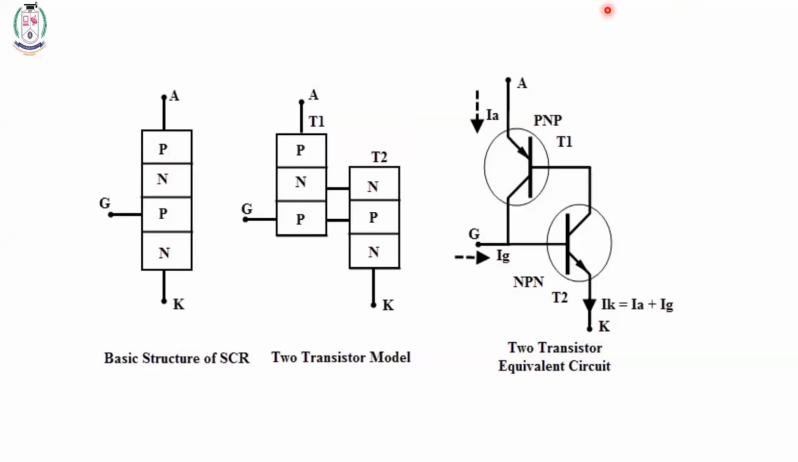Okay, ma'am. So students, this is the basic structure I have explained to you, and I told you it can be asked whether the SCR is a two transistor model. You have to say yes, because I can connect one PNP transistor and one NPN transistor.